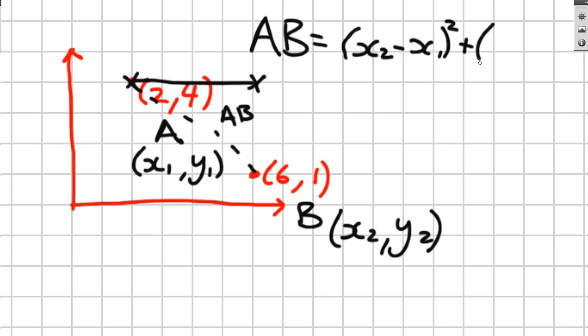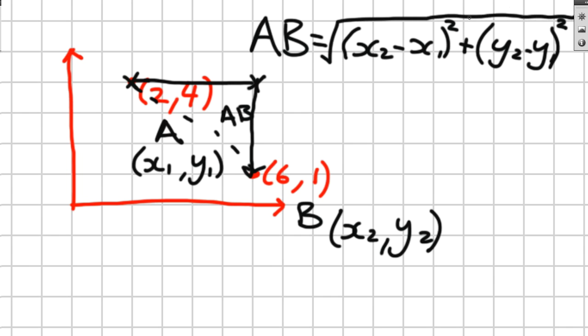Square that. Now, how far have we changed in y? Let's see. We've gone 1, 2, 3. So the change in y is 3. Now you notice that is the difference between the two y values. Between 4 and 1, the difference is 3. So that is y2 minus y1. Now, y2 minus y1 is going to equal negative 3, but that's okay, because we square it. This is your equation here. Length AB equals the square root of x2 minus x1 squared plus y2 minus y1 squared.